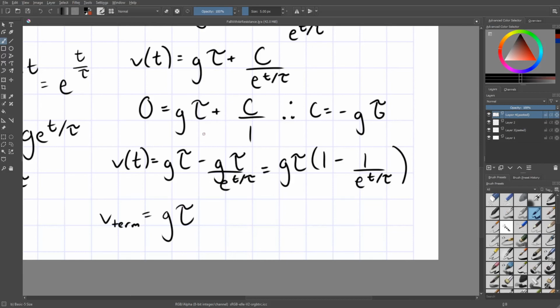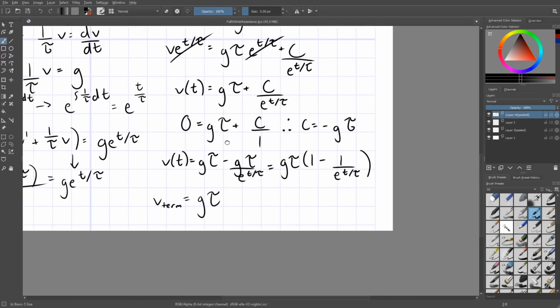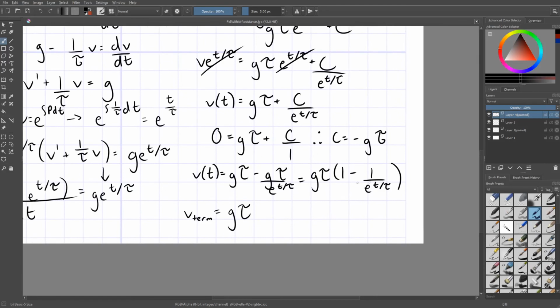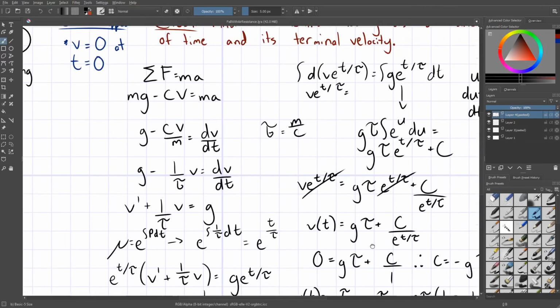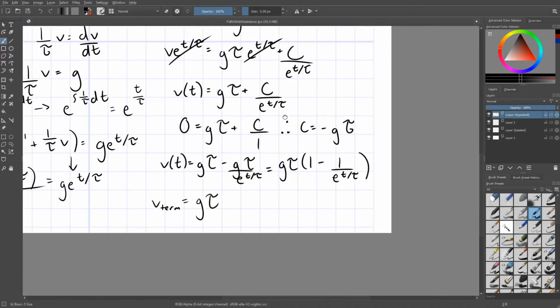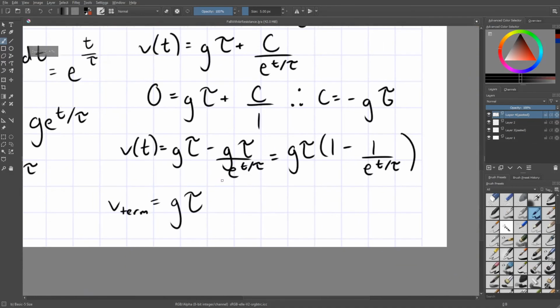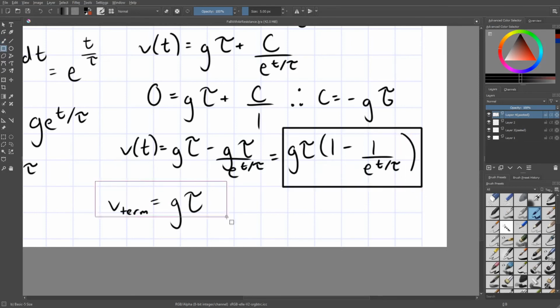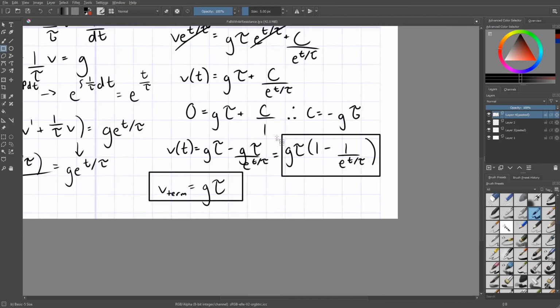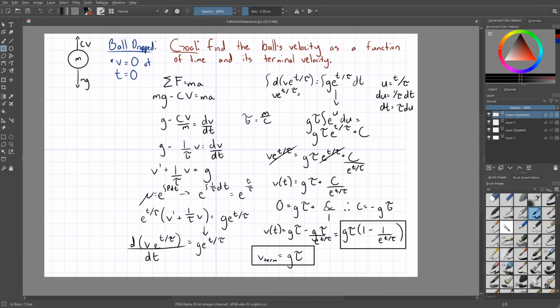Now, if we just wanted the terminal velocity, that's not the most efficient way to solve it, to solve out the entire differential equation. You can solve that just with basic information. But anyways, it's a good thing to show nonetheless. So I'll go ahead and box my two answers. And there we go. Problem solved.